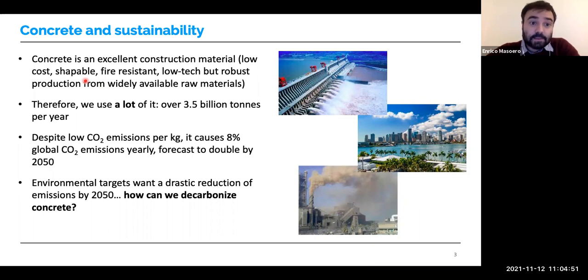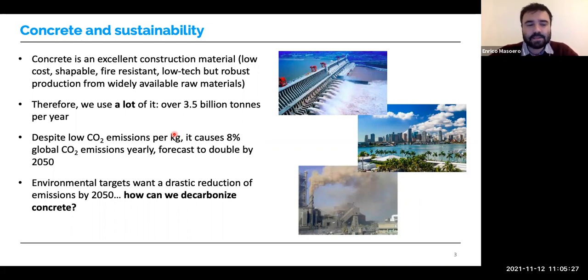So it is a fantastic combination of properties, and as a result, we end up producing really lots of it. We are over 3.5 billion tons per year, and this figure is increasing, probably doubling by 2050. Despite producing 1 kilogram of concrete being a low-CO2 process, when you multiply that by 4 billion tons per year, this becomes a huge quantity of CO2. Currently, producing concrete alone accounts for about 8% of global CO2 emissions, and this is also increasing with production.